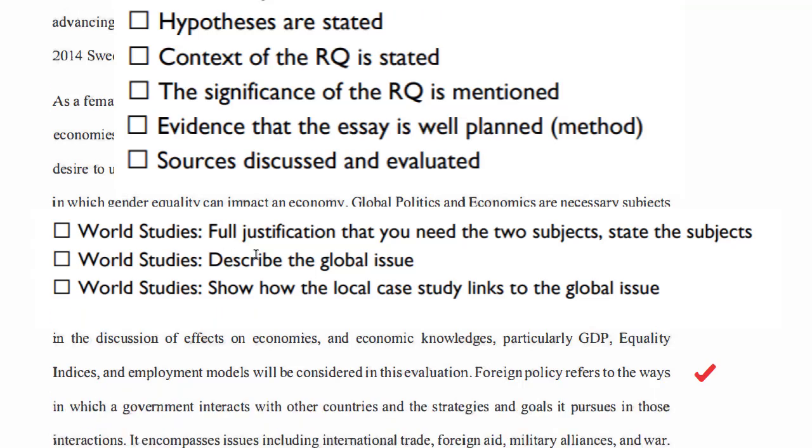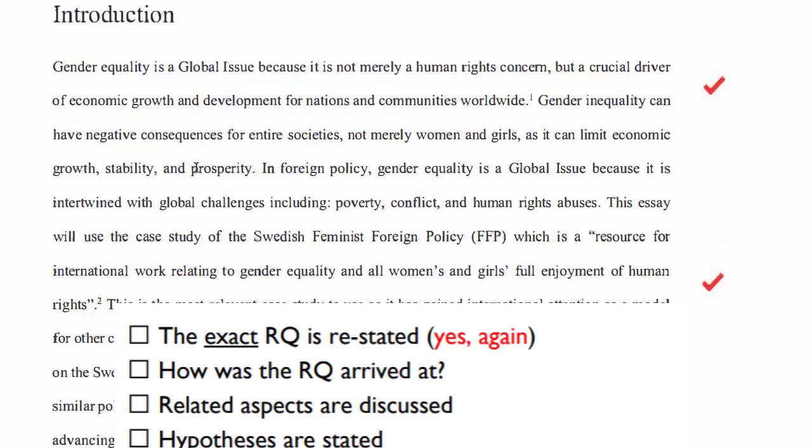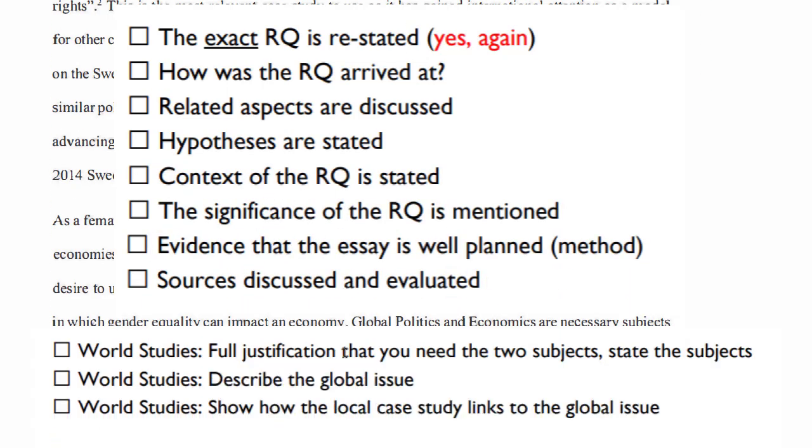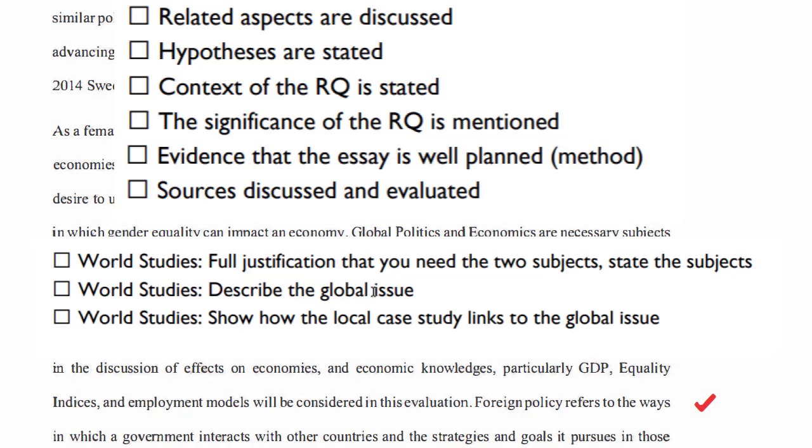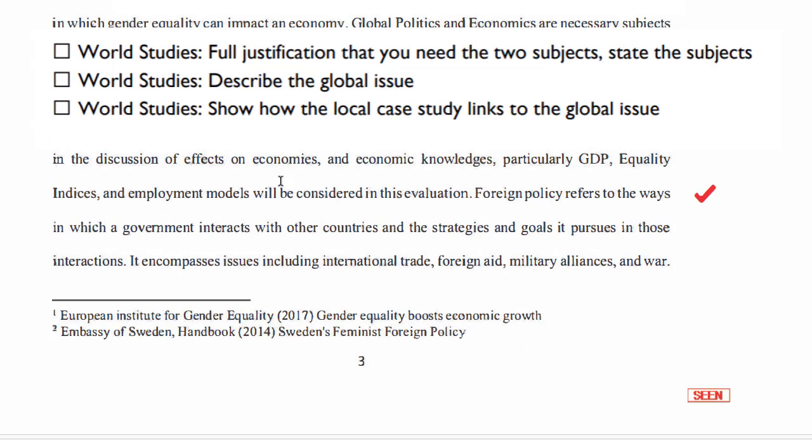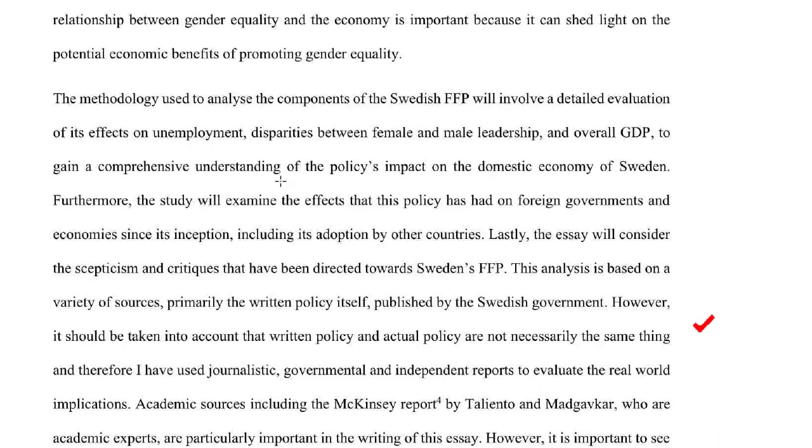If you're doing world studies, then you must justify thoroughly why you need two subjects, need them, and state what they are, obviously. I would definitely start the whole essay with what is the global issue. This is a top essay here. And here it is. Here's the introduction. Gender equality is a global issue because it's not merely blah, blah, blah. So that's how you start it in a world studies essay. So you say, what is your global issue? What is your case study? And you also say why your case study is a good one. So lots to do in the introduction. And then you write your essay.